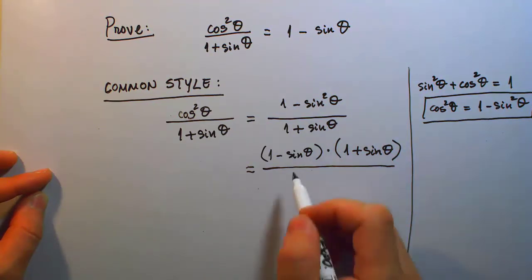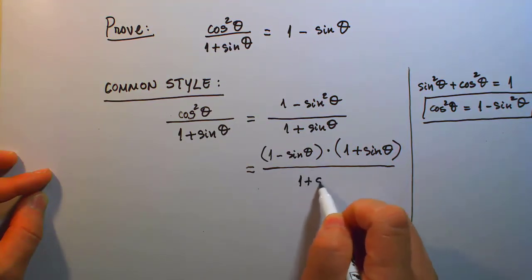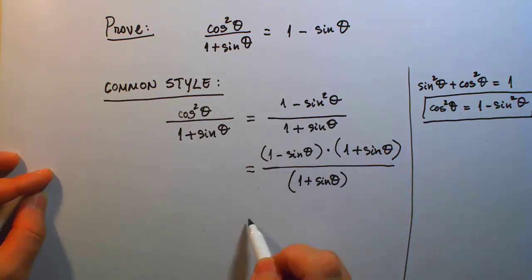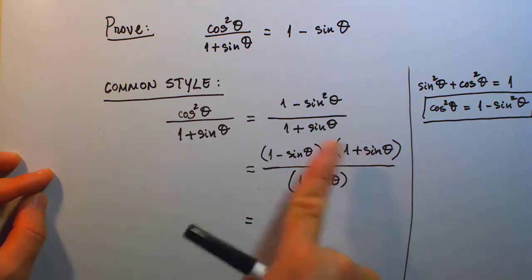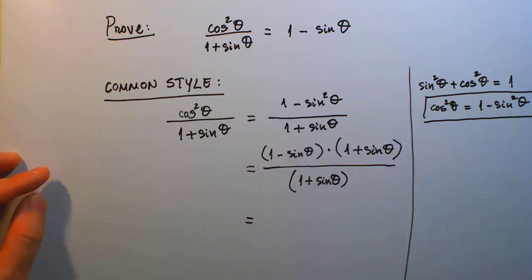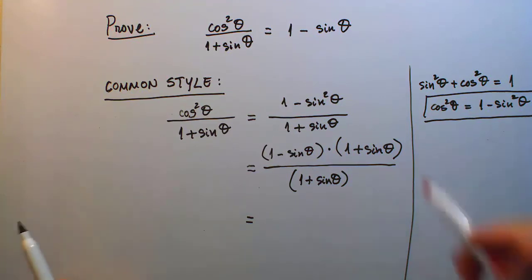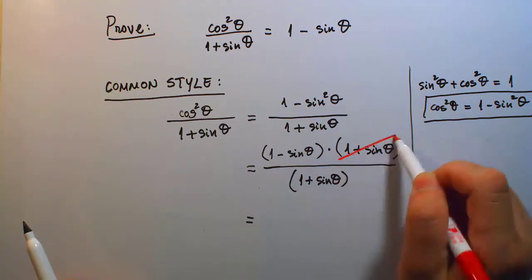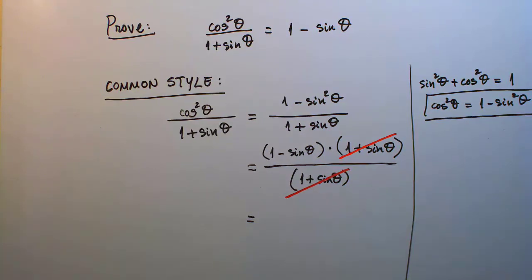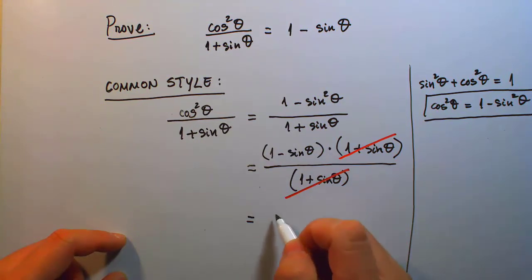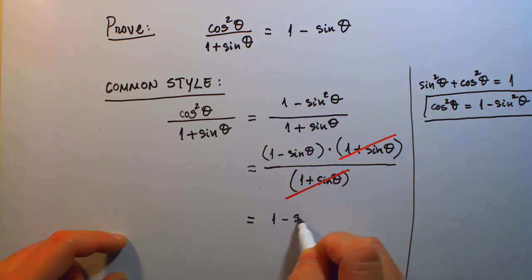And then the bottom, the denominator, remains the same. And so at this point, algebraically, we still do not see how this looks like the right-hand side. But now algebra allows us to cancel out the 1 plus sine theta. 1 plus sine theta can be canceled away. And so in our next step, this expression is reduced down to 1 minus sine of theta.